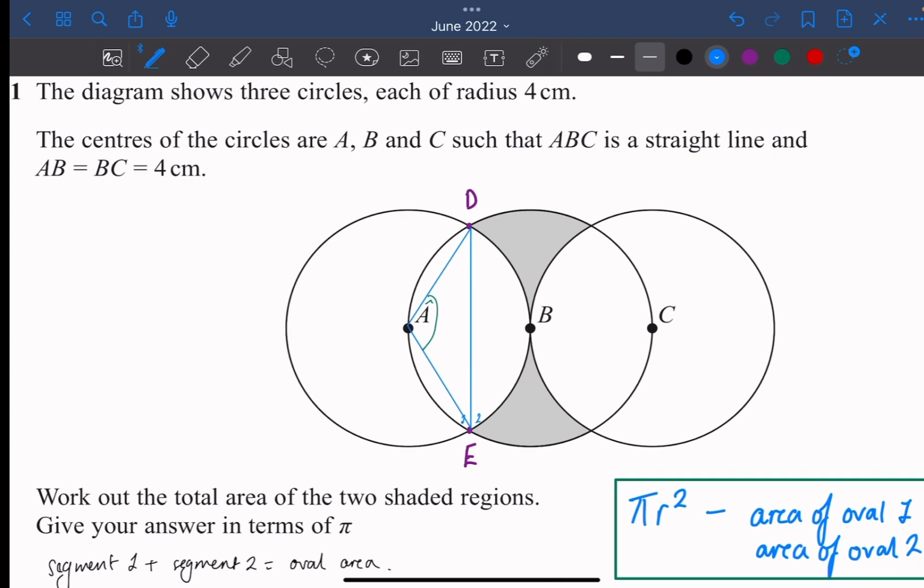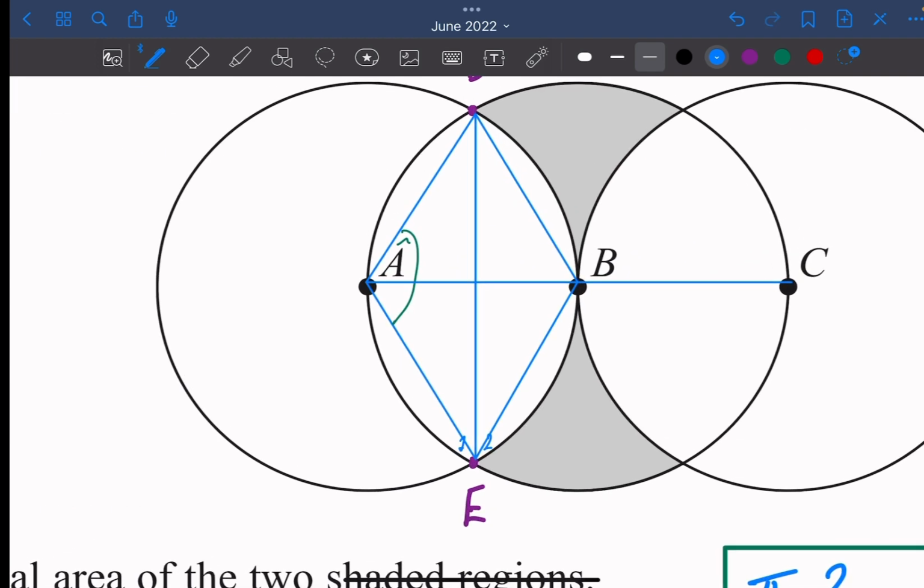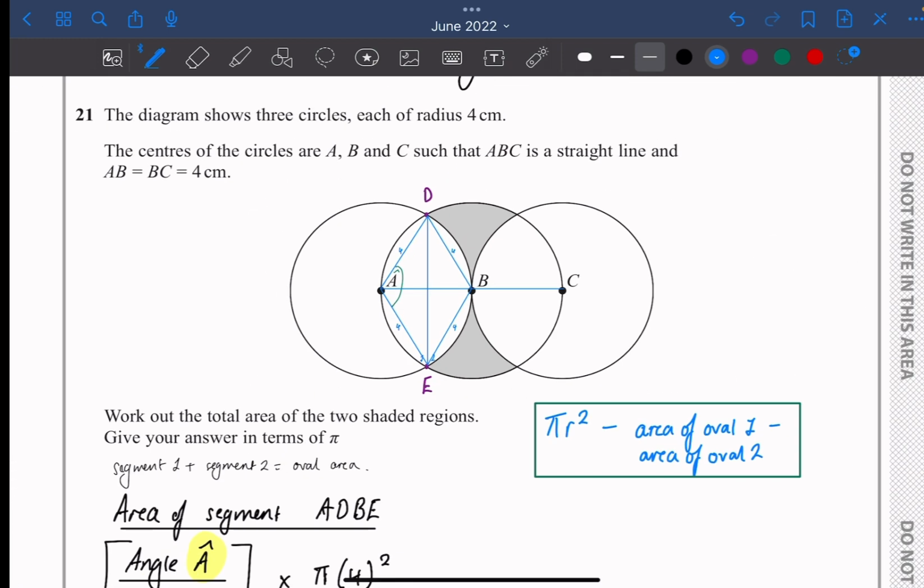There are different ways to do this, but the easiest way is to use the question. The centers of the circles are A, B, C such that ABC is a straight line, so we can draw that in. Now we know, for example, BC is the radius of both the right circle and the middle circle. We also know it is this radius here as well, and that radius, all of which are length 4, as told in the question.